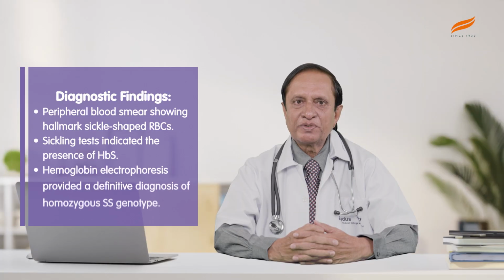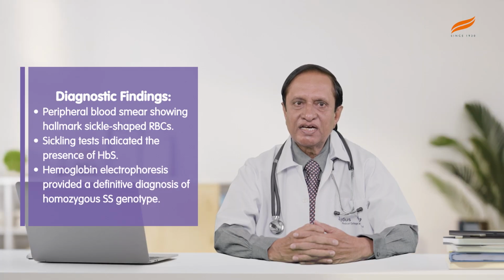The diagnosis of sickle cell disease in this patient was confirmed through a combination of clinical assessment and laboratory testing. Peripheral blood smear analysis revealed the hallmark sickle-shaped RBCs and other signs of hemolysis. Sickle cell testing, including the sickling test and hemoglobin solubility test, indicated the presence of hemoglobin S.